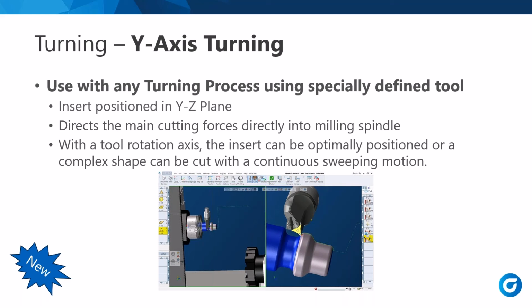So you can basically use it with any turning process as long as the machine will support it and you have the correct tooling. So the insert is positioned in the YZ plane. So it's basically cutting in front of the part. And the idea with the part turning, it pushes right up into the tool spindle and all the forces go directly up. And then you're not going to be flexing that tool at all. And if you have a programmable axis on that tool, now you can at minimum position optimally for the work you're doing. And if you go further and you have one that can do simultaneous, then you can actually do what we call a sweeping motion.